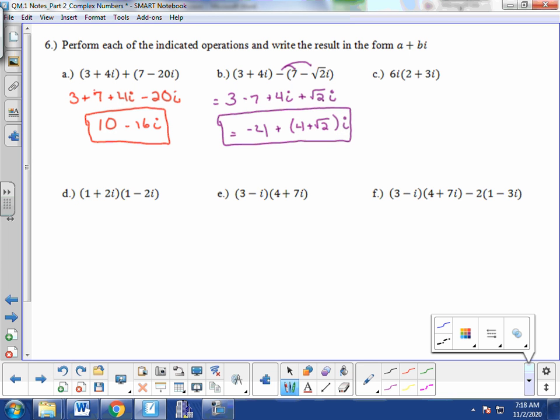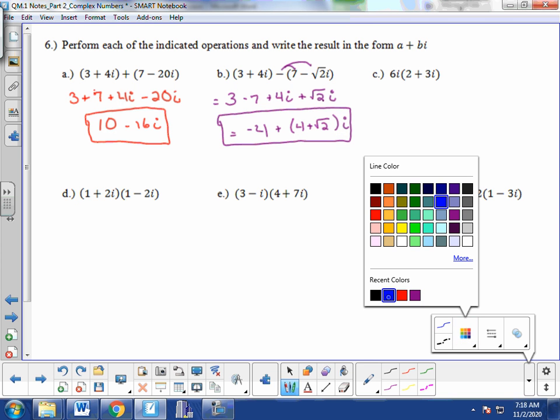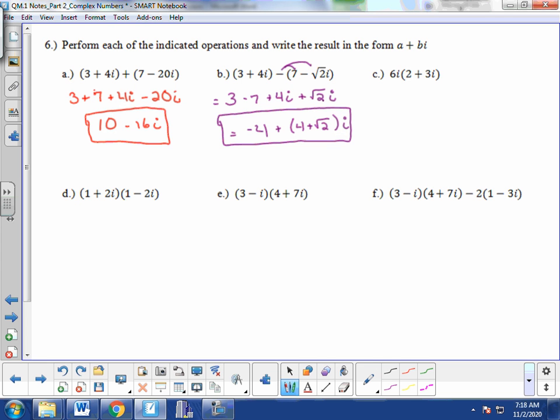Taking a look at C, we have some multiplication in C. So to simplify this, we're going to need to distribute. 6i times 2. Again, thinking of i as the same concept as we would in arithmetic with a variable, we can multiply the coefficients. 6 times 2 is 12, and so we'd have 12i. Now, if I distribute here, what I would get is 6 times 3, so positive 18. And then i times i would give us i squared.